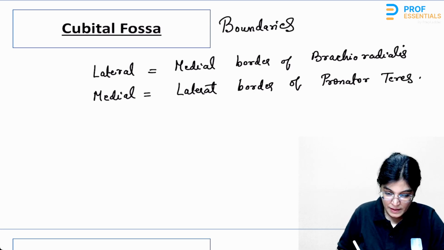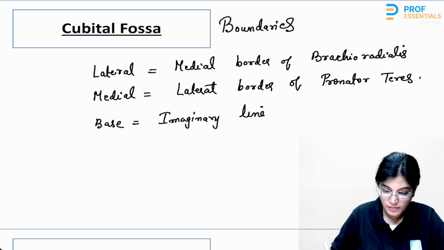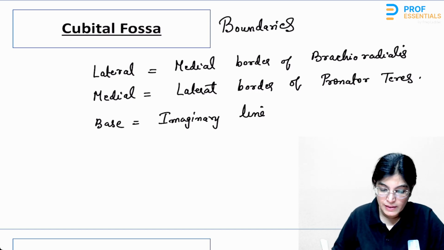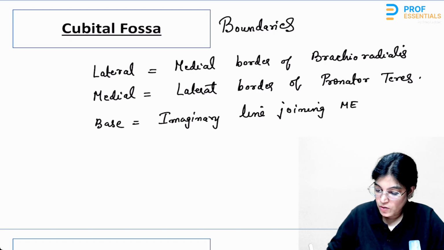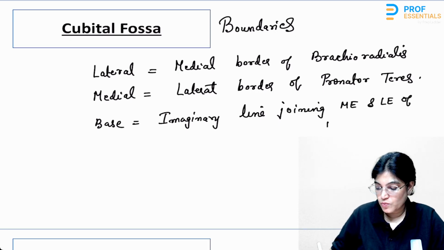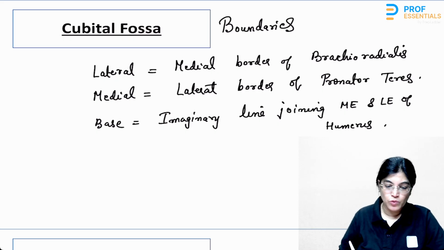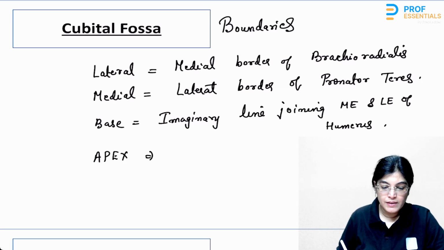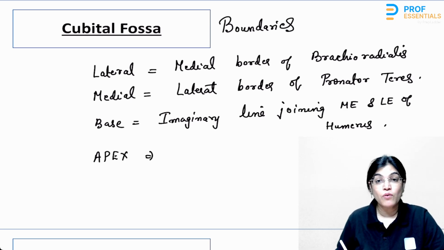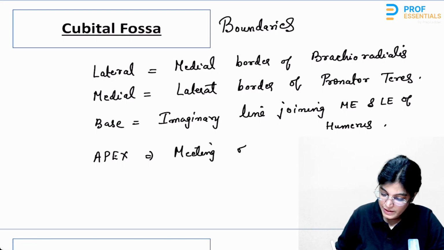Its base is formed by an imaginary horizontal line joining the medial epicondyle and lateral epicondyle of the humerus bone. I have written in short ME and LE, that is medial and lateral epicondyle of the humerus bone. Apex: the apex is formed by the brachioradialis muscle overlapping over the pronator teres muscle, so the meeting of the lateral and medial borders.